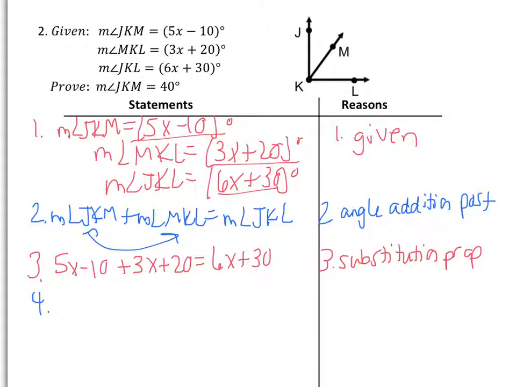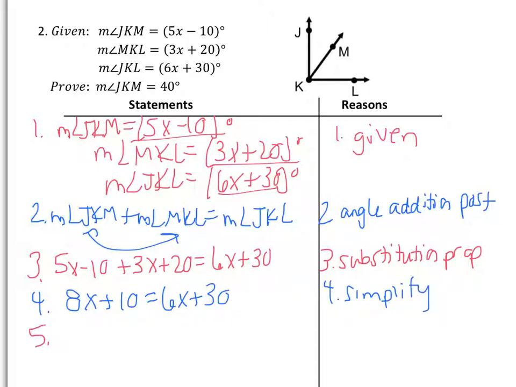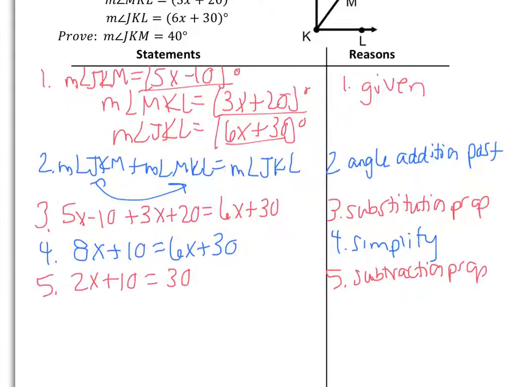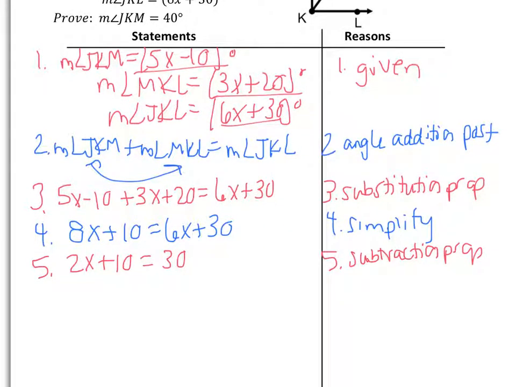Alright, fourth step, I'm going to simplify. You wouldn't have to if you didn't want to. If you want to subtract and add stuff to each side of the equation, that would be fine. Okay, my fifth step, I'm going to subtract the 6x over first. You could subtract the 10, it doesn't matter. Just make sure you're only doing one thing at a time. Okay, I'm now going to subtract my 10 over, so I get 2x equals 20.